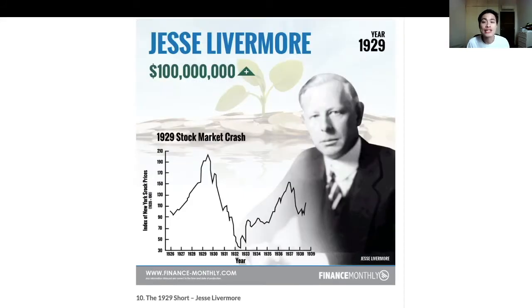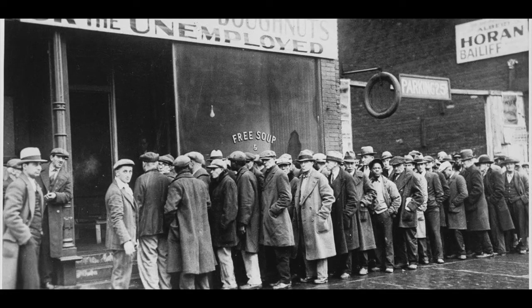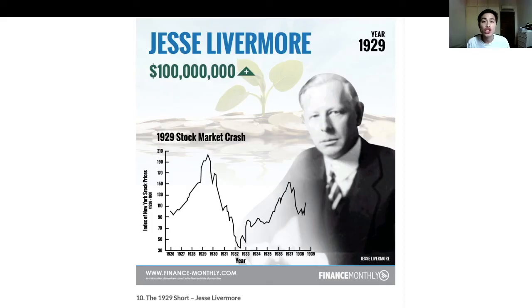And perhaps one of the most legendary figures in the stock market, Jesse Livermore, is equally comfortable going long and going short in the stock market. And one of Livermore's short positions was during the 1929 stock market crash. He shorted the market at that time and made $100 million in profit.